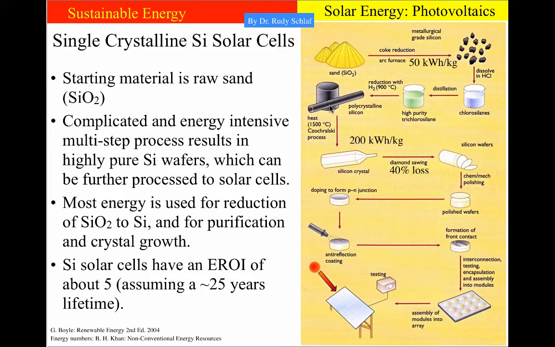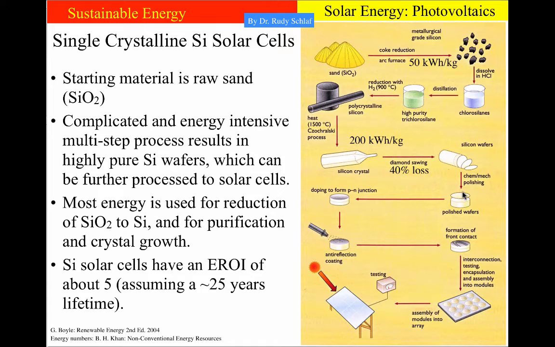This polycrystalline silicon is then melted at high heat, 1500 centigrade, and then a crystal is pulled from that melt. This is called the Czochralski process. So that costs about 200 kilowatt hours per kilogram. Now we have a big silicon crystal. This is cut with a diamond saw into slices. This causes a 40% loss of the silicon material, similar to cutting wood, where you make wood dust. Here we make silicon dust.